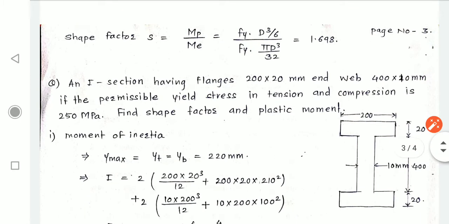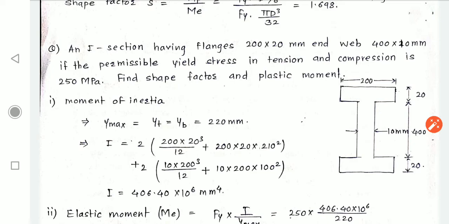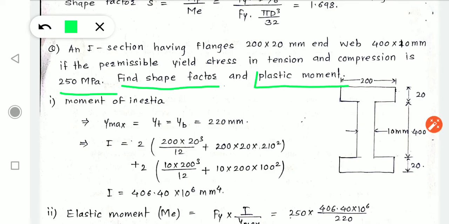Now the next question is for a symmetrical section again, and it reads: an I section having flanges 200 by 20 mm and web 400 by 10 mm. If the permissible yield stress in tension and compression is 250 MPa, find the shape factor and plastic moment. The plastic moment we need to find first, and then we will calculate the shape factor.